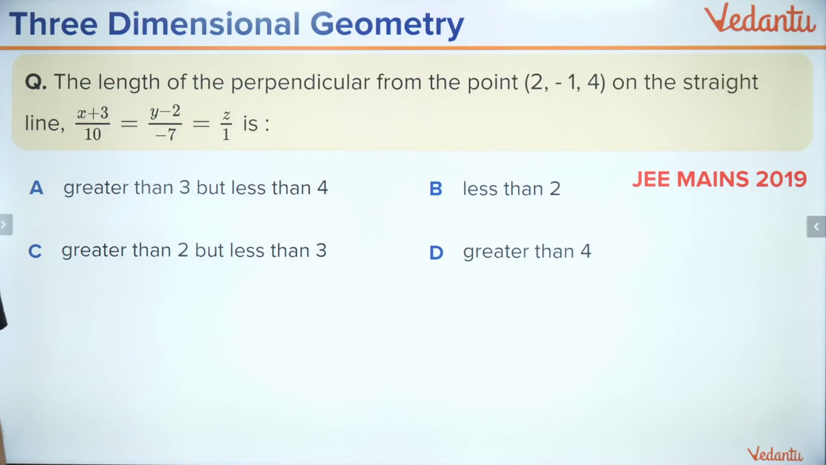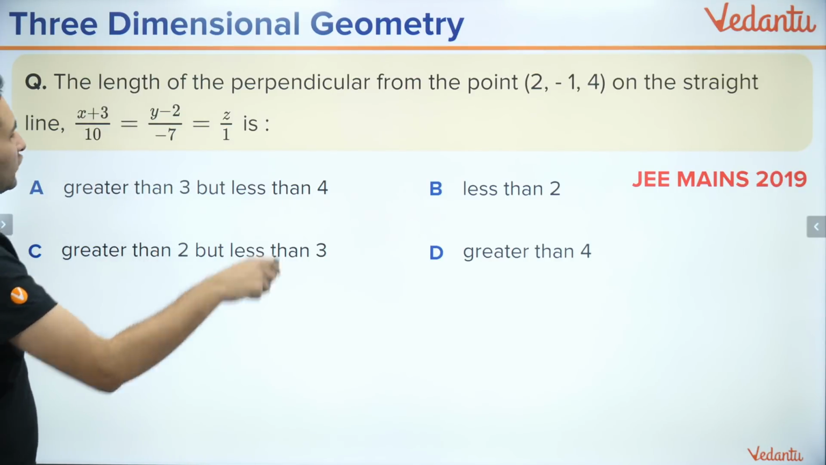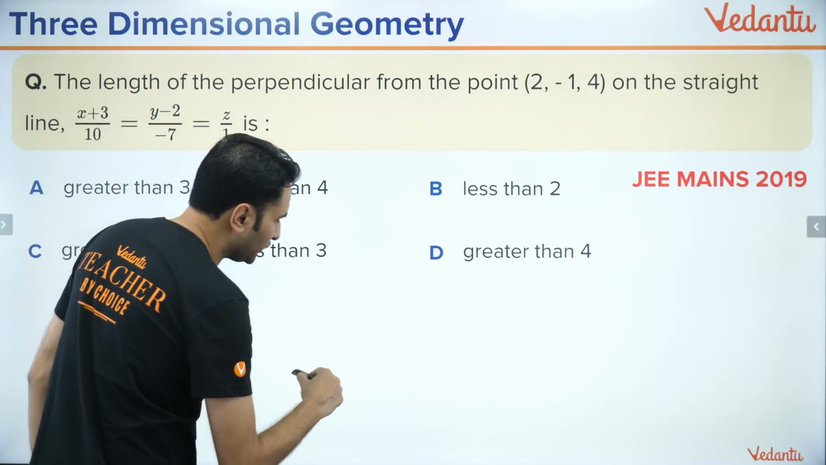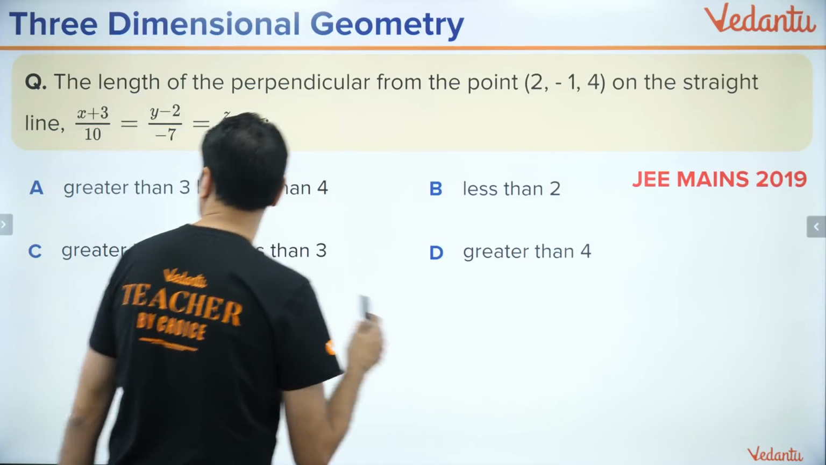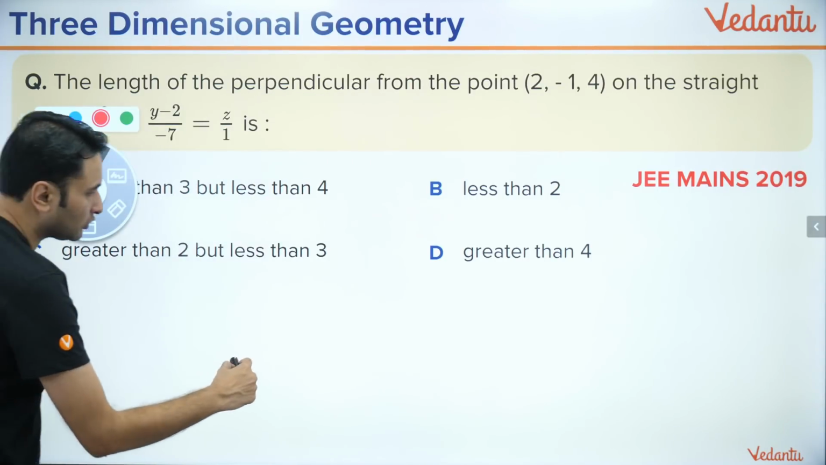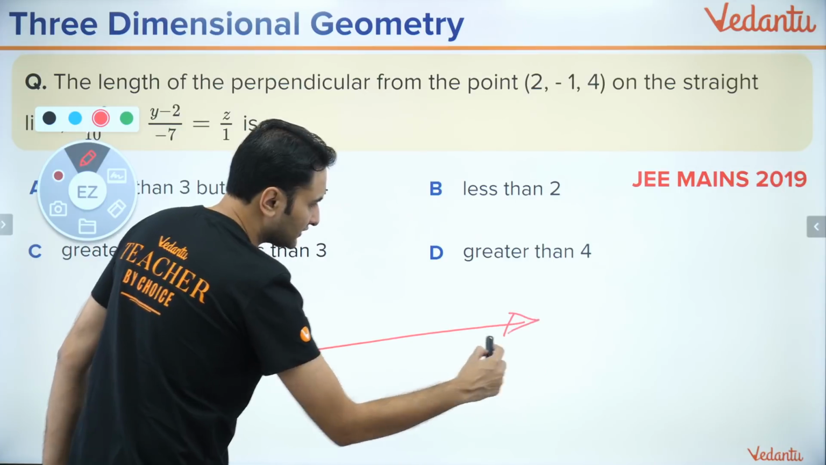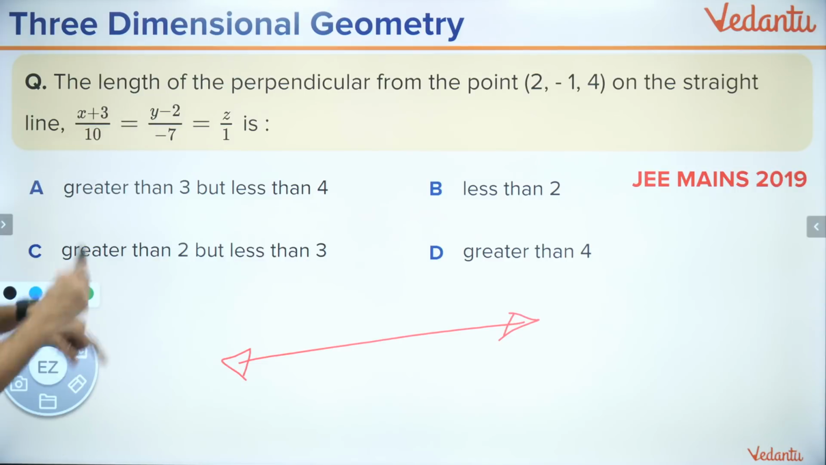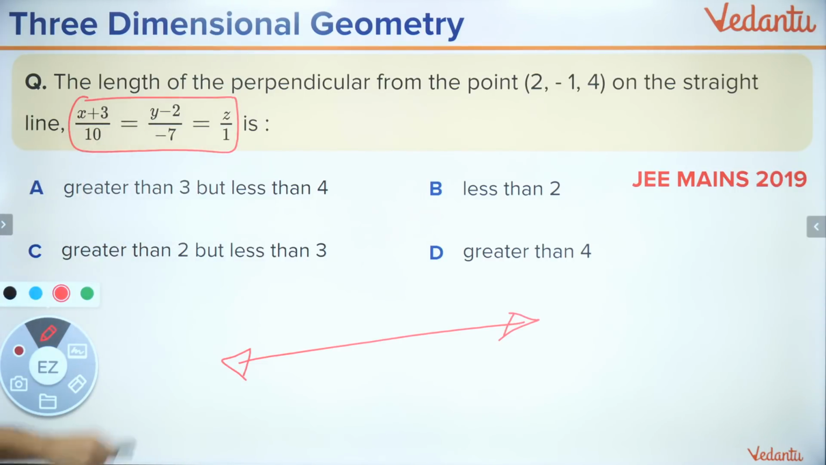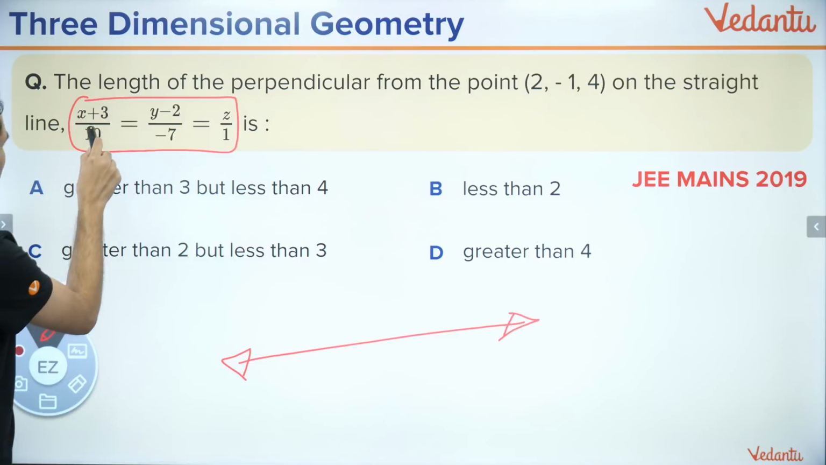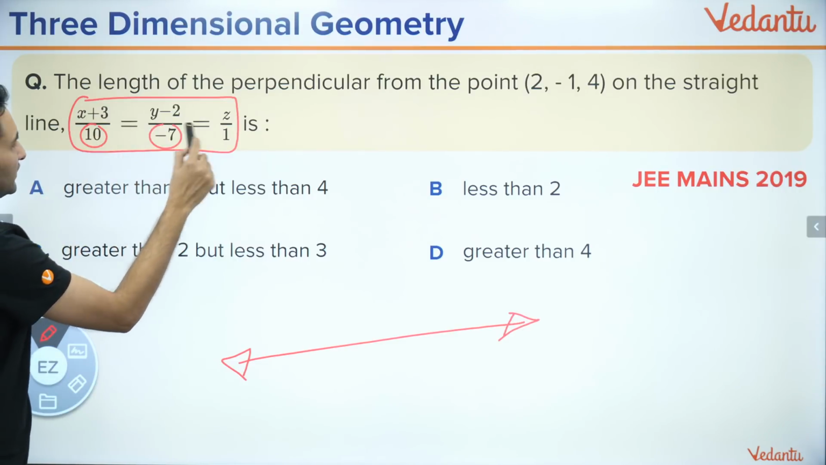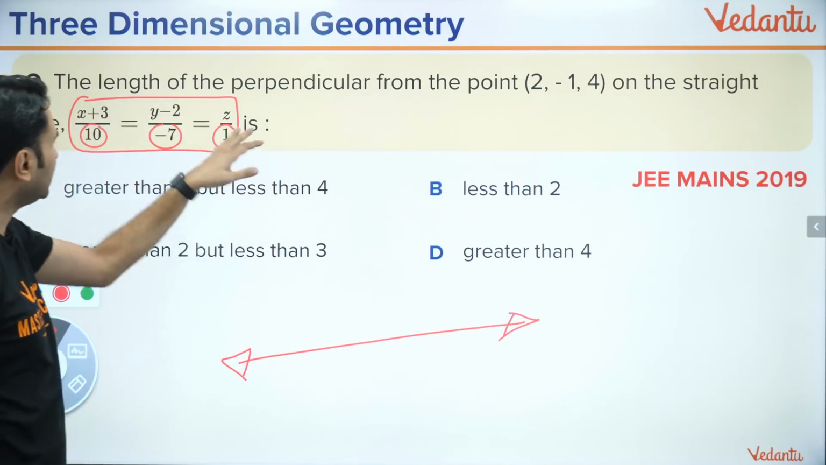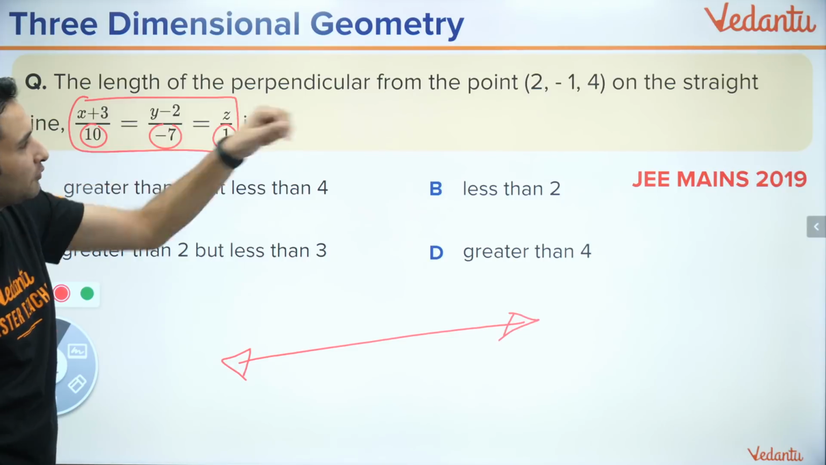Yeah, अब देखो. The length of the perpendicular from the point this on the straight line. Let's try to visualize it first of all. क्या बोल रहा है वो? बोल रहा है there is a line whose equation is given to us. What does this equation tell you? What is this 10 minus 7 and 1? It shows the direction of the line. Agree? ठीक है.